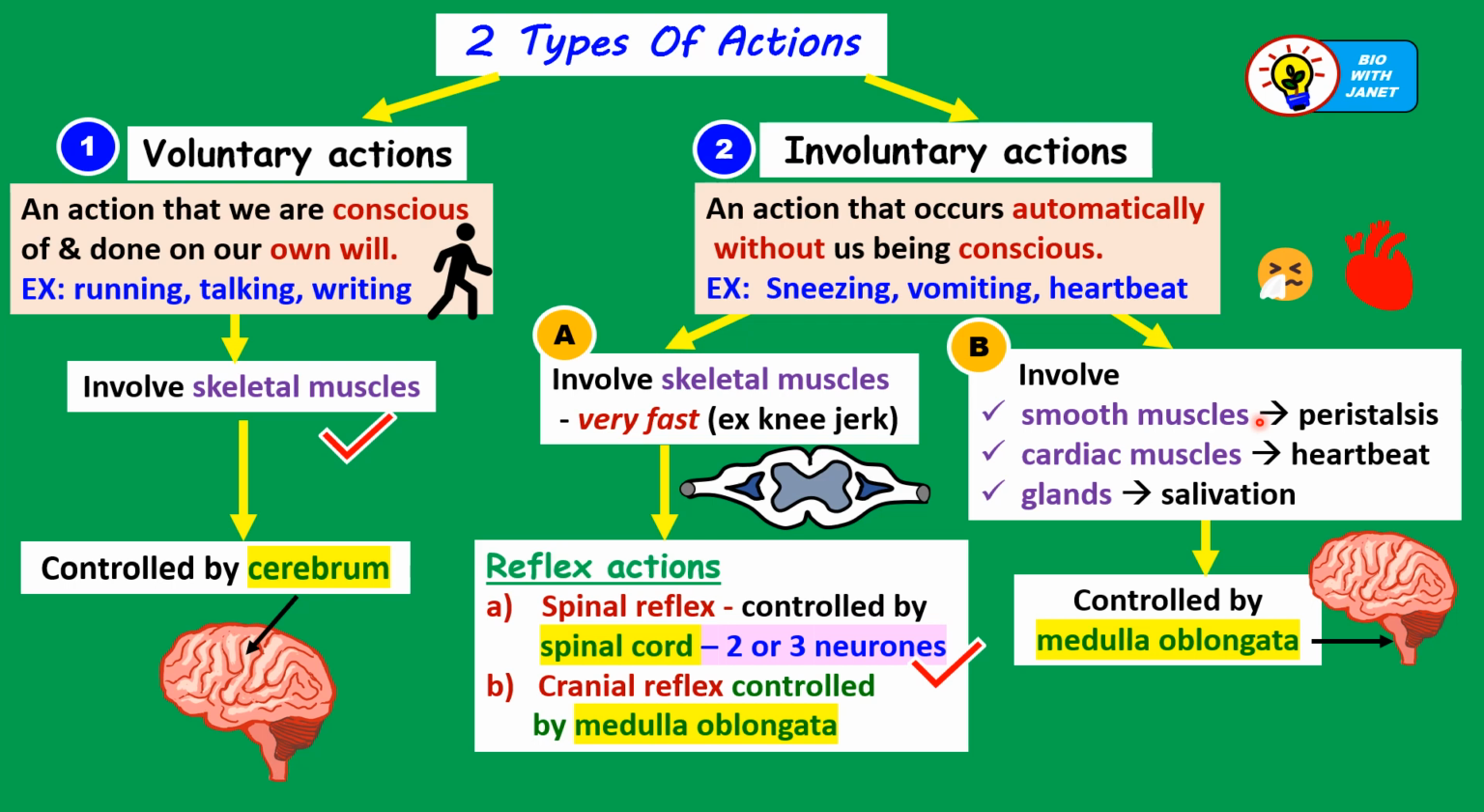Now, secondly, involuntary actions that involve cardiac muscles. Okay, this causes the heart to beat when the cardiac muscles contract and relax. And thirdly, involuntary actions that involve the glands. An example is salivation. So if we look at some delicious food, the saliva is produced or secreted from the salivary glands. That is salivation. So all these types of involuntary actions here, these 3 types, are controlled by the medulla oblongata, which is the lower part of the brain, right near the spinal cord.